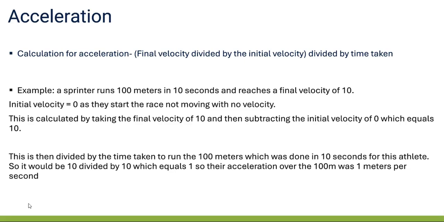For example, a sprinter running a 100-meter sprint on a track, their initial velocity would be zero as they start not moving at all, meaning they have no velocity. After accelerating, their final velocity reaches 10 and they completed the race in 10 seconds. This is calculated by taking the final velocity of 10 and then subtracting their initial velocity of 0, which equals 10. This is then divided by the time taken to run the 100 meters, which was 10 seconds for this athlete. So it would be 10 divided by 10, which equals 1. So their acceleration over the 100 meters was 1 meter per second.